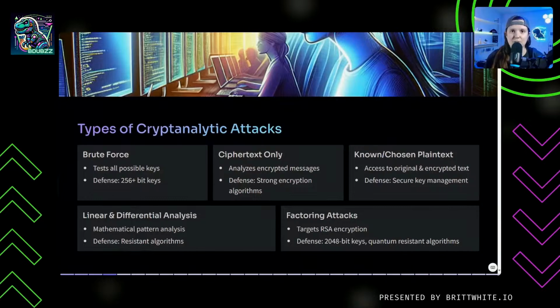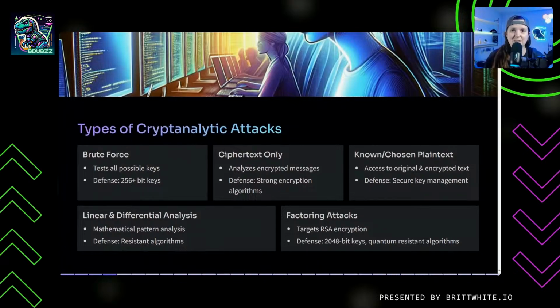Next is ciphertext only, where attackers only have the encrypted messages. Think World War II codebreakers analyzing those communications from the enemy. They look for patterns to guess the key. Ciphertext-only attacks need large samples of encrypted data to analyze. To defend against these, implementing a strong encryption algorithm is crucial.